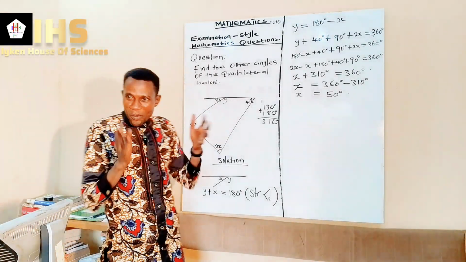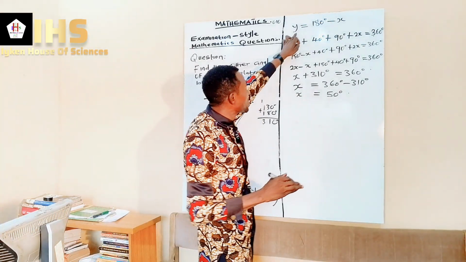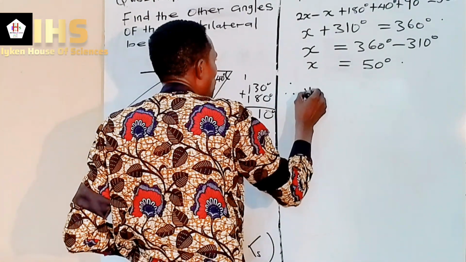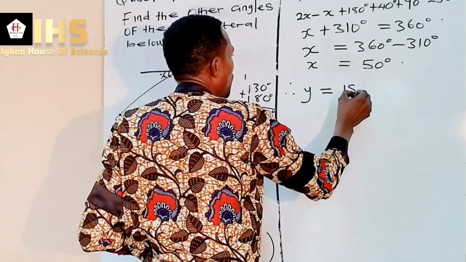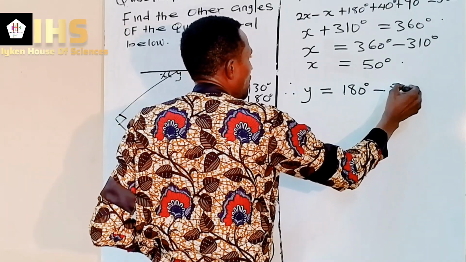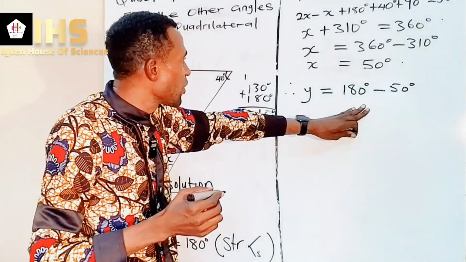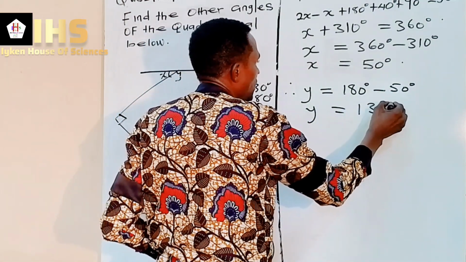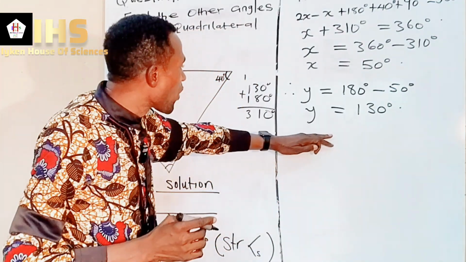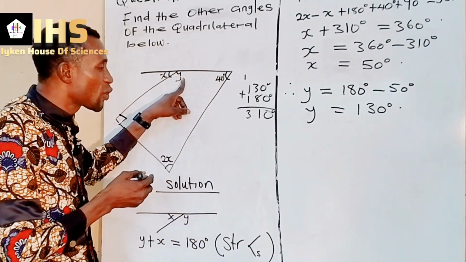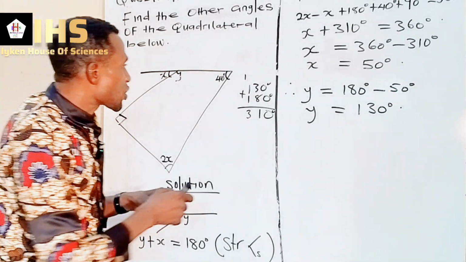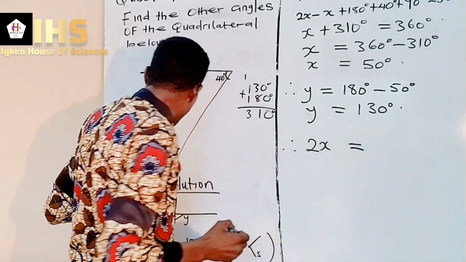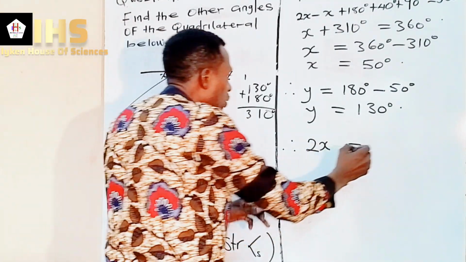We are going to now know the original value of y, because I told us that this is a partial value of y because x is unknown. For that reason, we say therefore our y is equal to 180 degrees minus 50 degrees. 180 degrees minus 50 degrees will give us what? 130 degrees. This is the original value of y. It means that we have known one of the angles. So we say therefore 2x is another angle that we are left with to know.